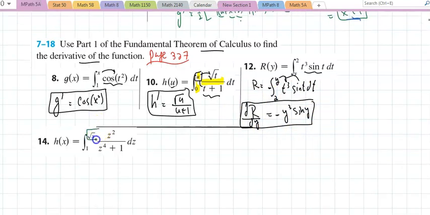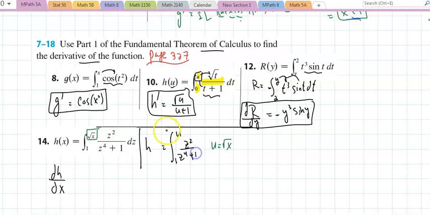Next problem is number 14. Well, I notice this is not an x. If it's not an x, and I want to take the derivative of h with respect to x, that's not an x. I could let u equal radical x. And that means now h would become the integral from 1 to u of z squared over z to the 4th plus 1, and that becomes a function of u. And when I say take a derivative with respect to x, you'll say, well, okay, but h now depends on u, and by the chain rule, u depends on x.